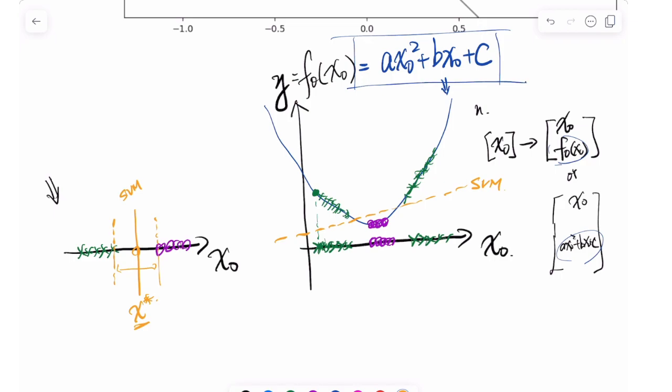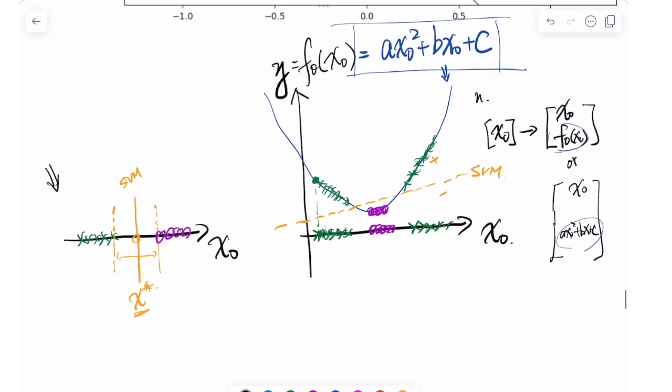Originally in x0, you cannot apply SVM because it is not linearly separable. But if you add another dimension, which is y, it may be easier for SVM to generate a boundary line that can perfectly divide the points of two classes into two different subspaces, right? So it is possible.